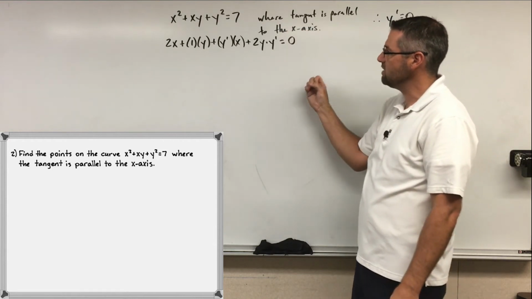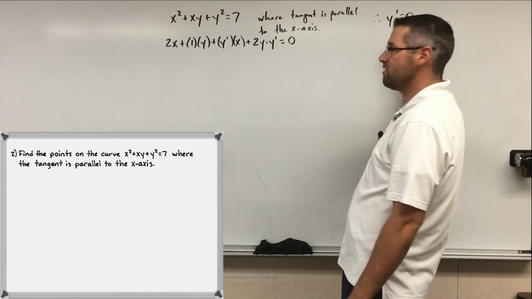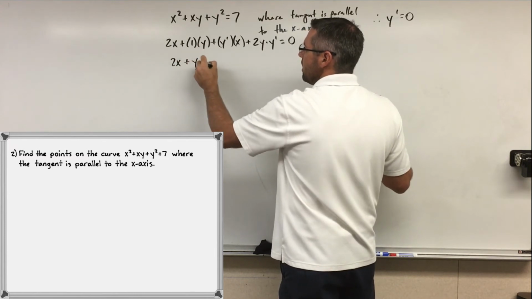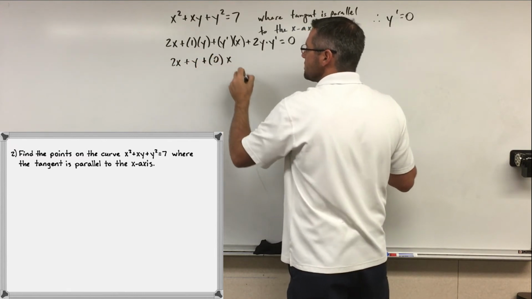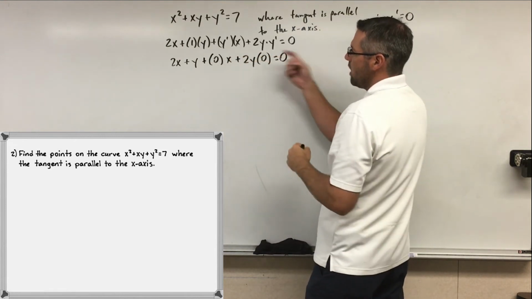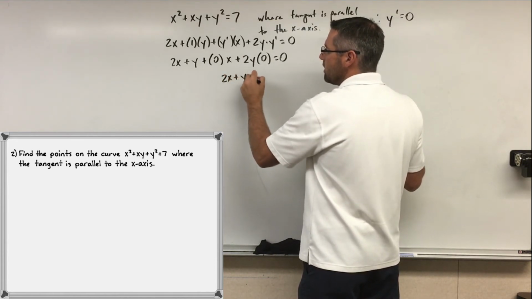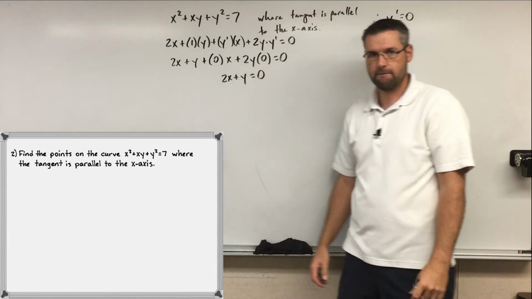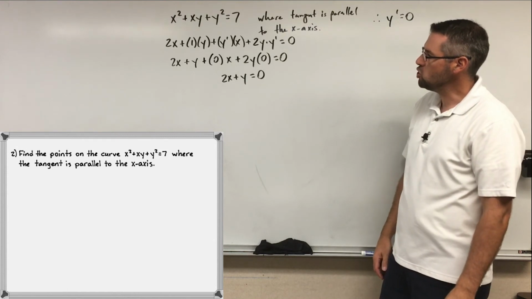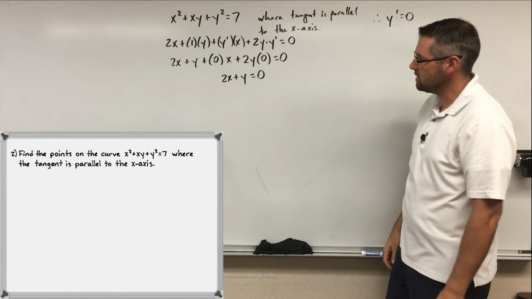As a result of that, I don't have to go through all the work to isolate y prime. I can just replace y prime with 0. So this is going to say 2x plus y, that simplifies to that, plus 0 times x plus 2y times 0 equals 0, because we want y prime to equal 0. And so this all cancels out, and we're left with 2x plus y equals 0. So anywhere where this equation holds true, you will find the tangent line is parallel to the x-axis.